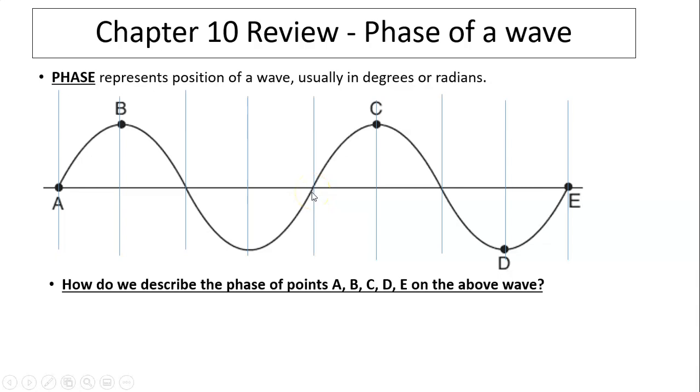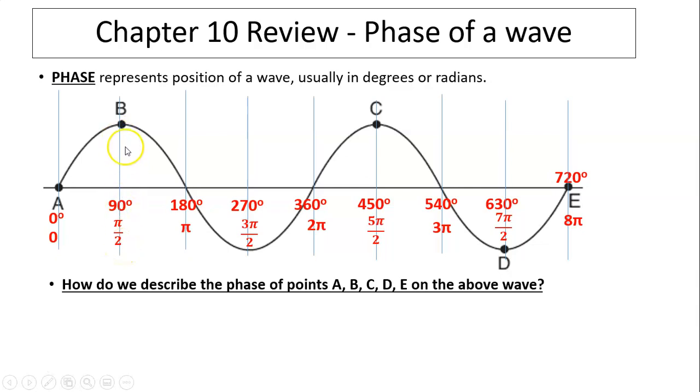So we said the length of one cycle is called wavelength, and the time of one cycle is called period. In this case, I draw these lines to indicate each interval between the lines is a quarter of a cycle. So 4 quarters consists of one wave. Now, how do we describe the phase of each point? We use degrees, or we can use radians. So again, B is 90 degrees or pi over 2, C is 450 degrees or 5 pi over 2, and so forth.